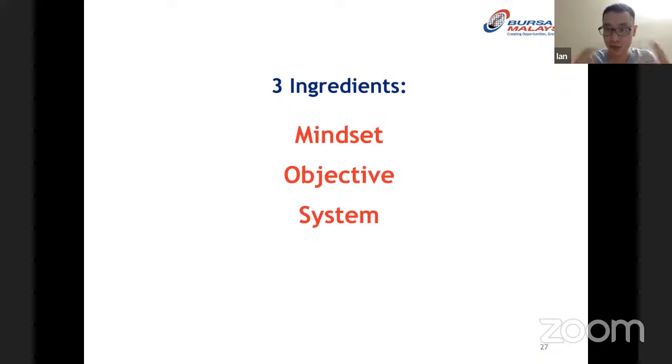So what are the processes? What are the steps taken in order to make this investment work? These are the 3 things that we need to consider first in order to be successful in any investment, be it property or stocks. Mindset, objective, and system.